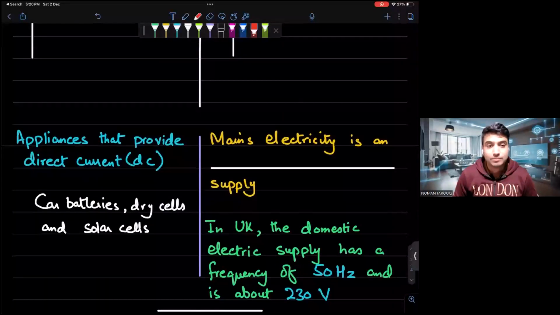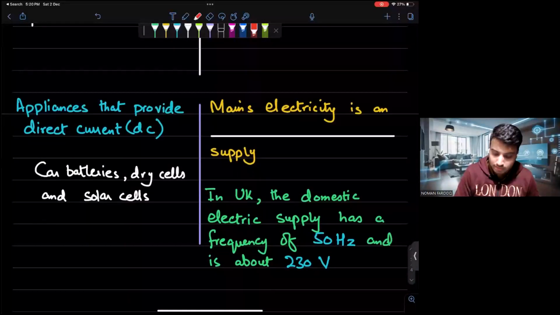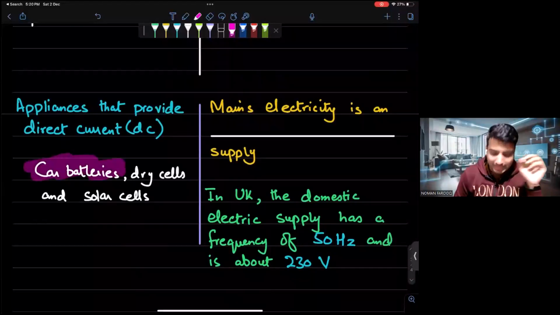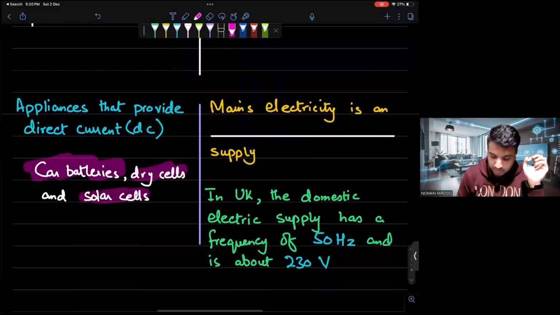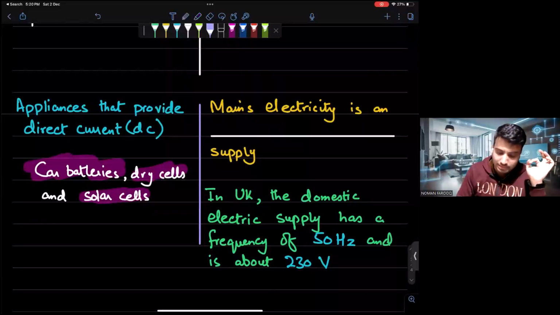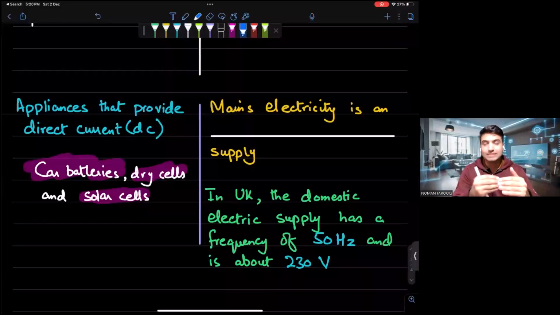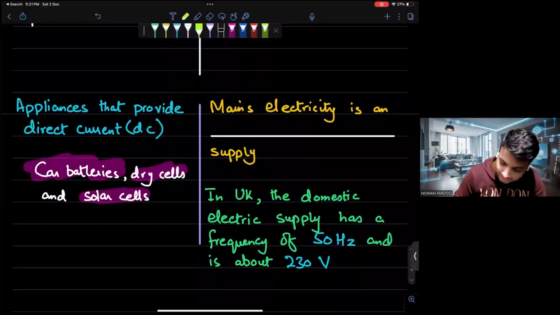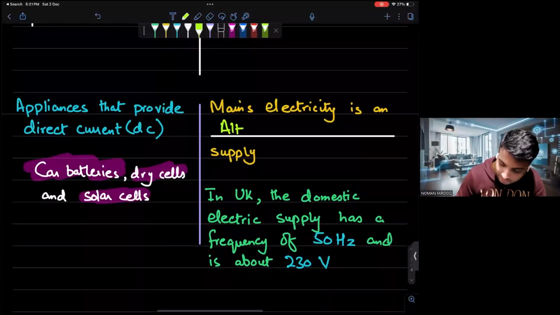Appliances that provide direct current: car batteries, any kind of batteries, dry cells, solar cells, they provide direct current, which is known as DC current. If we talk about mains electricity, the mains household electricity we get, that is basically an AC alternating current supply. Mains electricity is an alternating current supply.